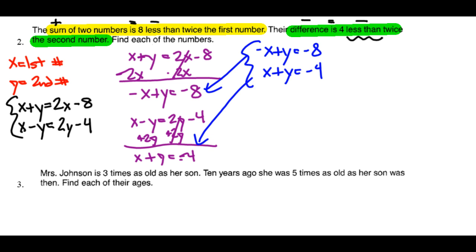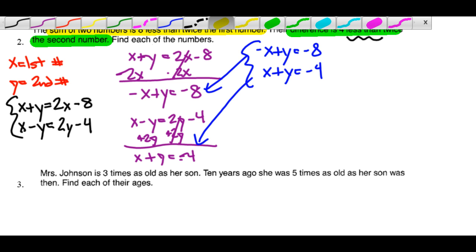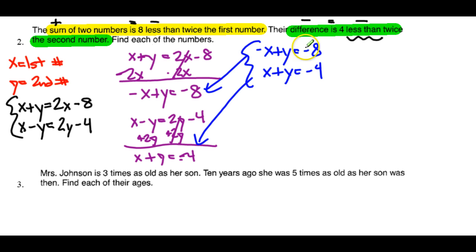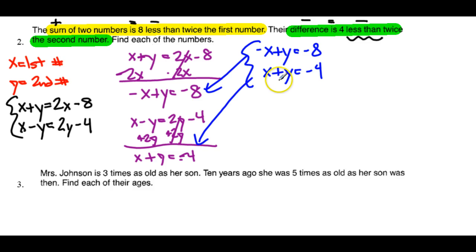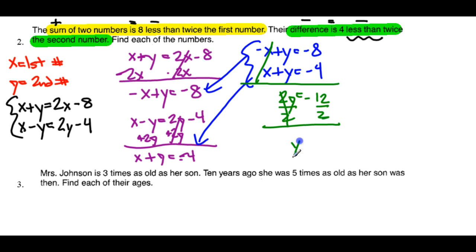So here's our system. Remember, we can use substitution, we can use elimination. But if we look here, hopefully you see, look, these are opposites. Negative x, positive x. So the quickest way will be to just combine them and eliminate the x's. So if I add up the equations now, the x's go away. y plus y is 2y equals negative 8 minus 4 is negative 12. Divide both sides by 2. y now equals negative 6.